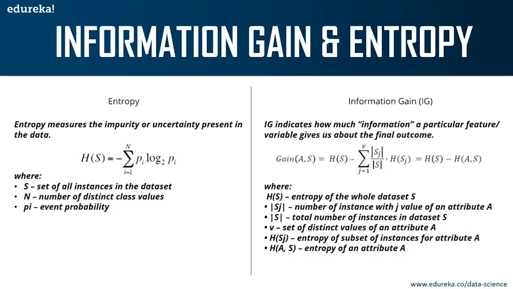V is the set of distinct values of an attribute A. H(Sj) is the entropy of the subset of instances, and H(A, S) is the entropy of an attribute A. Even though this seems confusing, I'll clear out the confusion. Let's discuss a small problem statement where we'll understand how information gain and entropy are used to study the significance of a model. Like I said, information gain and entropy are very important statistical measures that let us understand the significance of a predictive model.